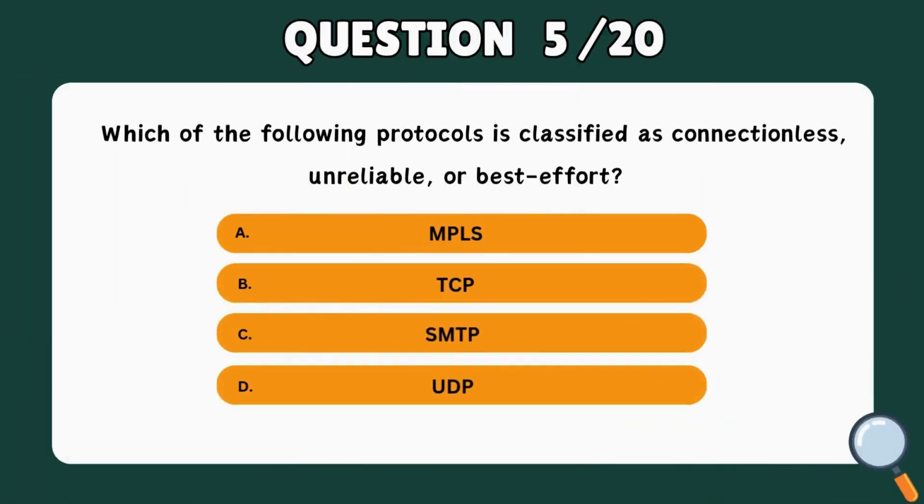Question 5. Which of the following protocols is classified as connectionless, unreliable, or best effort? A. MPLS. B. TCP. C. SMTP. D. UDP. Correct answer: D. UDP.